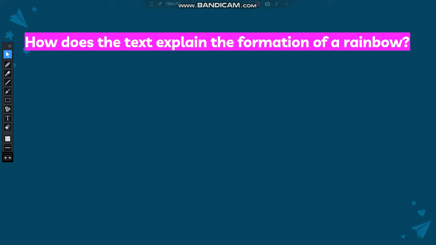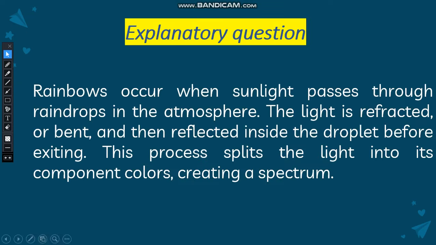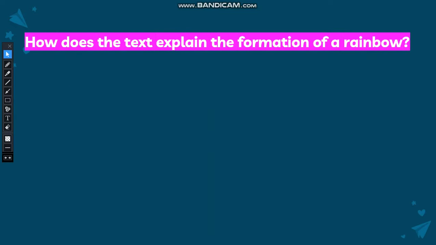So, if we consider the question that's on your screen now, how does the text explain the formation of a rainbow? This question itself asks for an explanation of a thing that's mentioned in the text. Now, if we go back to the text, they are formed when sunlight passes through raindrops in the atmosphere. The light is refracted or bent and then reflected inside the droplet before exiting. Now, let's see the options that we have here.